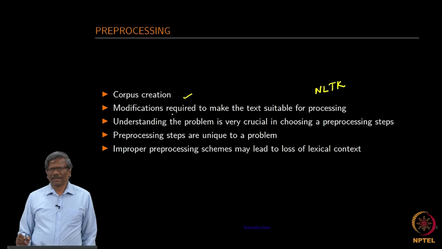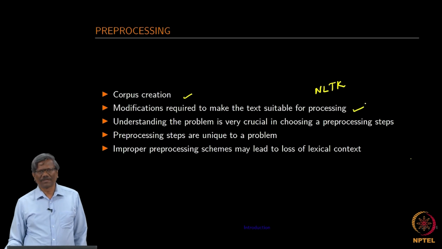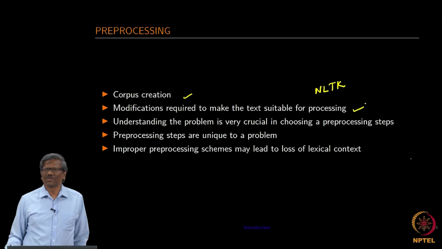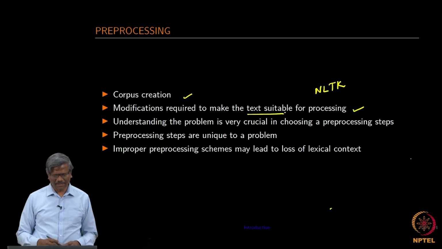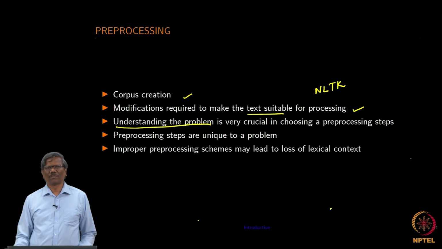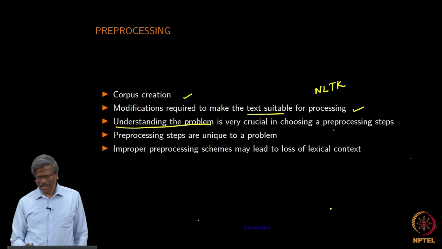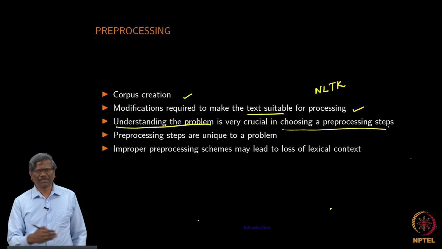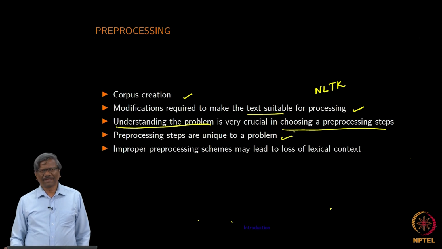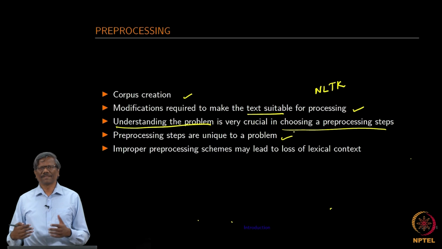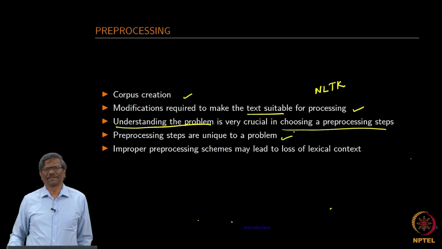And then we need to do certain processing, pre-processing, to make sure that the text is suitable for our application. So, what kind of processing that we do in the text, we will talk about that a little later. Again, as I mentioned, understanding the problem is very critical in terms of choosing the pre-processing step. So, we will show a few examples and then see why I am talking about this. Okay. And you can say that pre-processing steps are very unique to a given problem. So, every problem is different and every problem requires a different set of pre-processing steps.